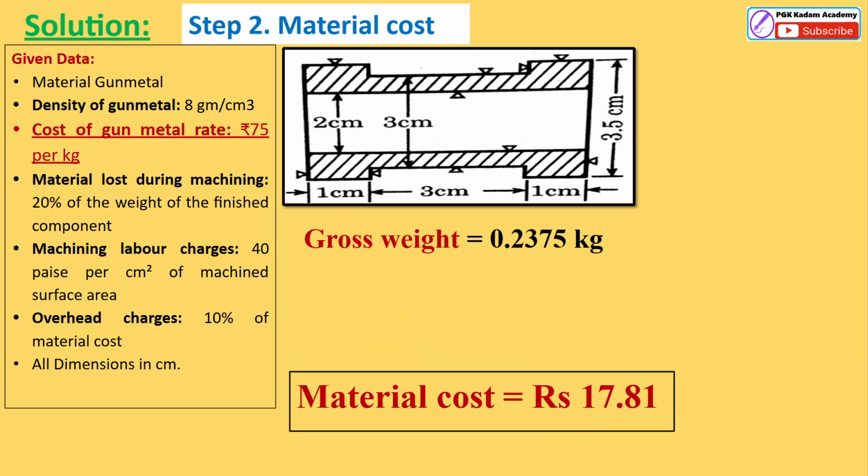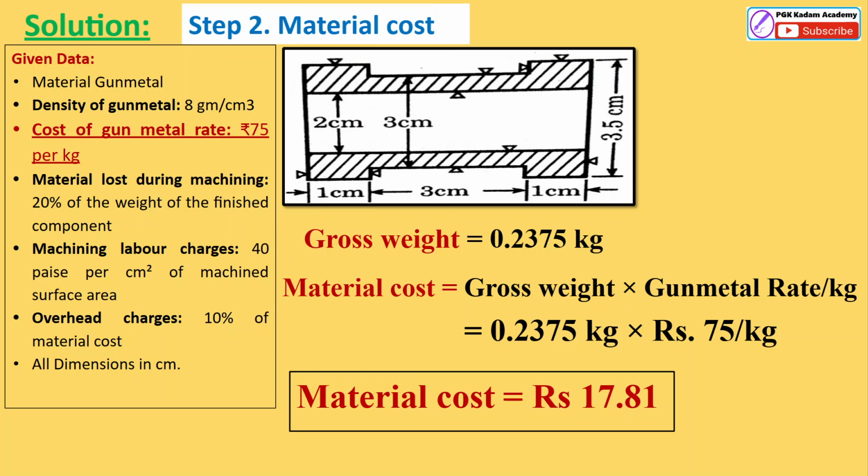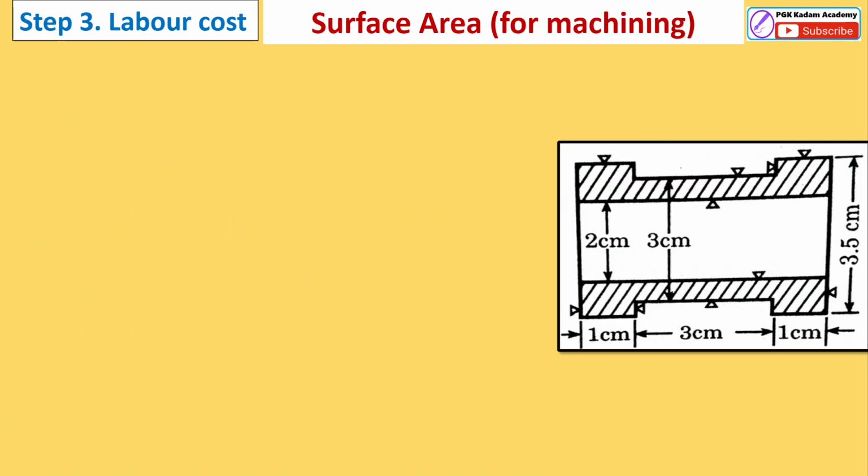We have calculated that. After that, we can calculate the material cost. The formula for material cost is gross weight times rate. What is the rate given? It is 75 per kg. Material cost is 17.81. Step 2 is completed. Next is step 3, the labor cost.